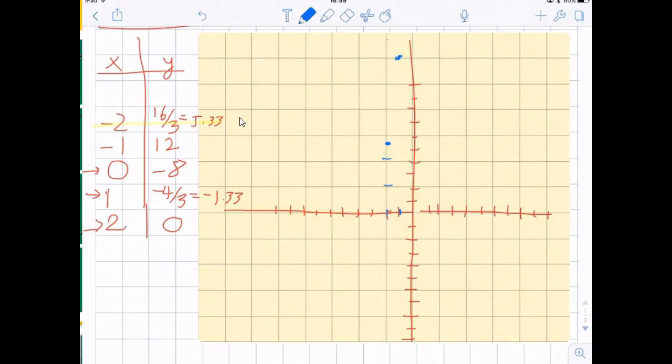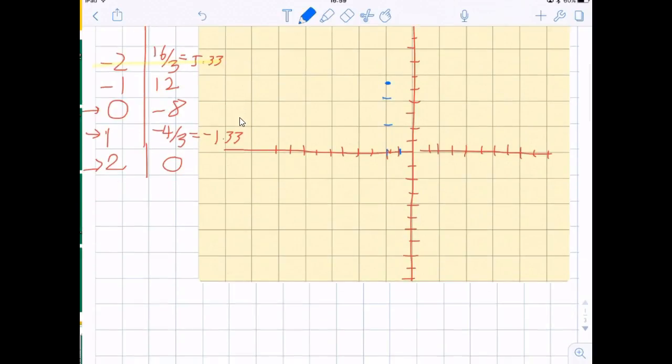Okay? And 0, 0 is going to be 0, -8. 0, -8, right there. 1, -1.33. That's going to be about there, right? Because that's -1 and 1.33. -1.33 is about there. And finally, 2, 0. Okay.